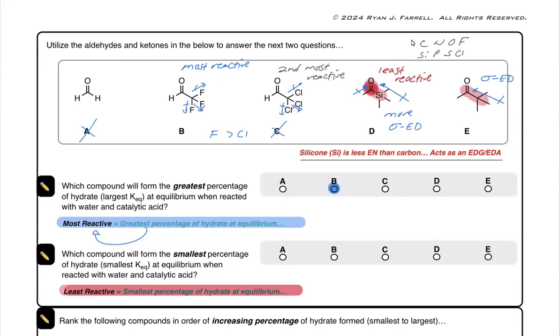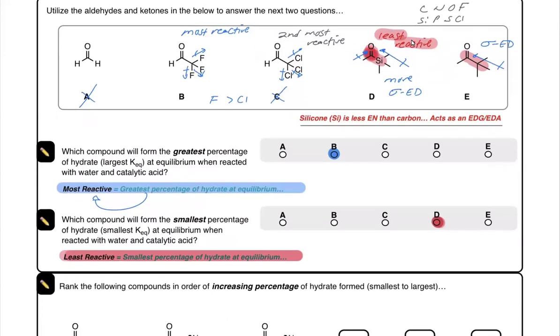Okay, least reactive is D, and therefore D would form the smallest percentage of hydrate at equilibrium, given that it is the least reactive. The second least reactive will be E. So in other words, if we rank the carbonyls in order from most reactive to least reactive, let's just write that in here. The most reactive of the carbonyls is going to be B. B is more reactive than C. C is more reactive than A. Then we'd have E, and then D would be the least reactive.